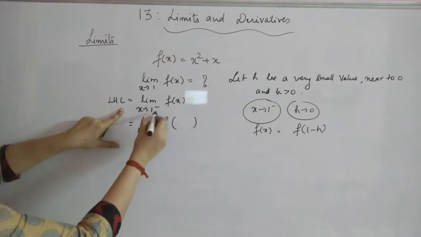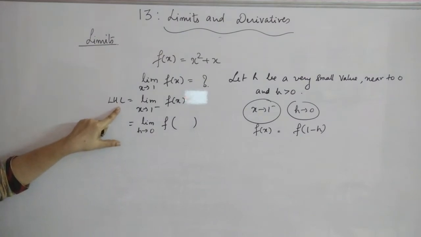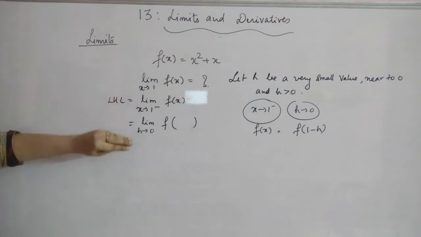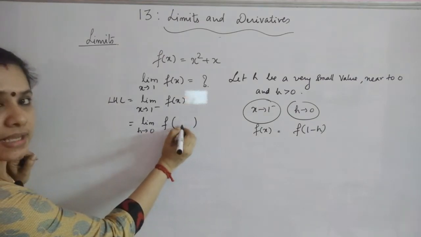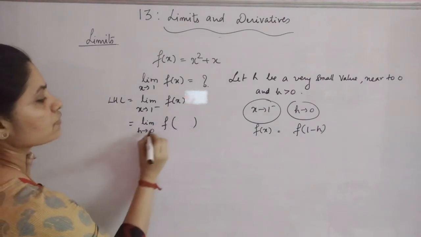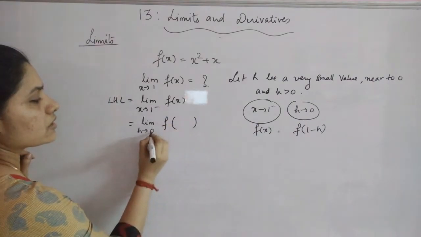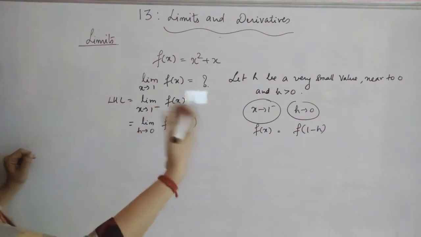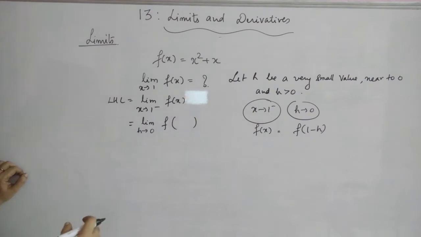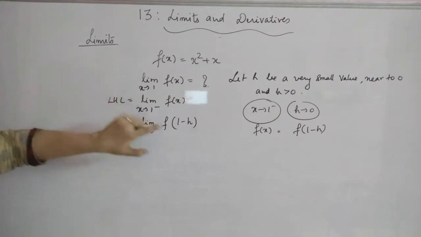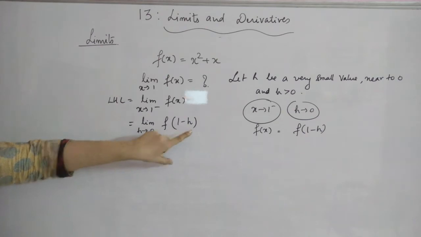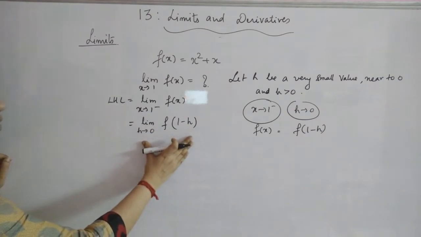If you are writing 1 plus, you will say that it is the right hand limit. But when you change this in terms of h, this will tell you whether it is a left hand limit or a right hand limit, because for the left hand limit, a quantity which is greater than 0 is reduced from 1 in order to get the left side. So it is 1 minus h, whatever value x was approaching, that value minus h. This will be the left hand notation.